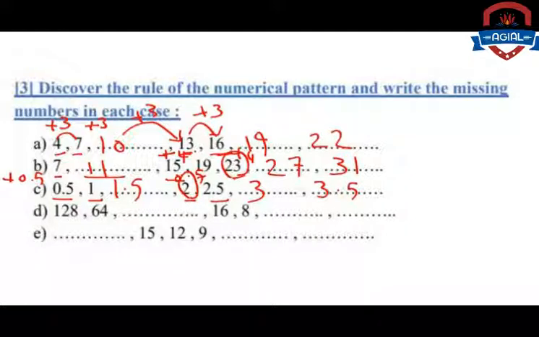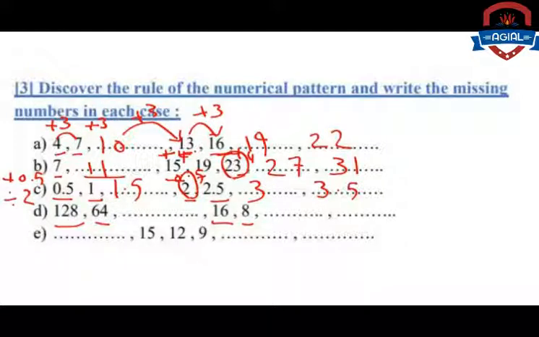Letter D. We have 128, then we have 64, and we have 16, then we have 8. We have 128, then we have 64. So, can anyone help me to find out the particular rule here? Yes, if we divide 128 by 2 equals 64. So, we divide 128 by 2, then the next number would be 64.